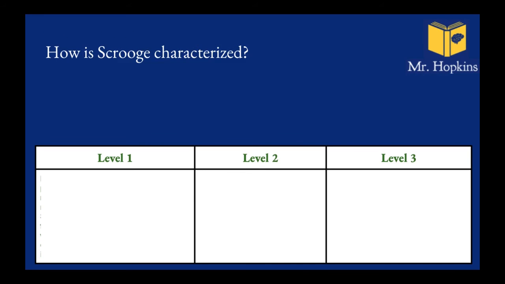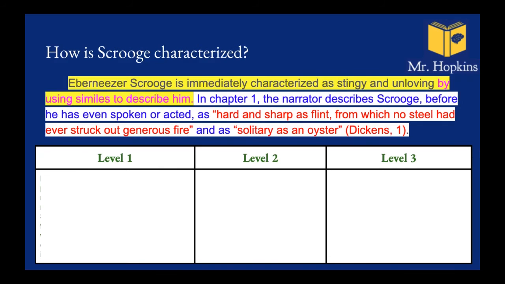Now, how is Scrooge characterised? Well, Ebenezer Scrooge is immediately characterised as stingy and unloving by using similes to describe him. In chapter 1, the narrator describes Scrooge before he has even spoken or acted as hard and sharp as flint from which no steel had ever struck out generous fire, and as solitary as an oyster.